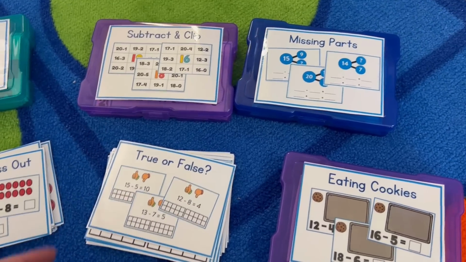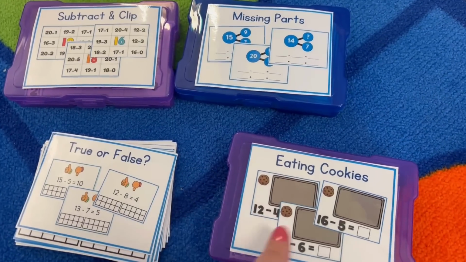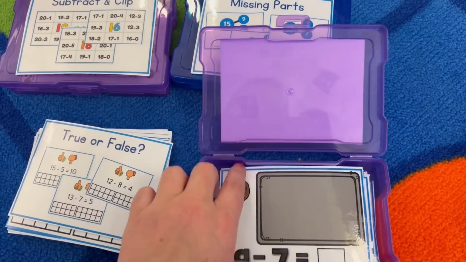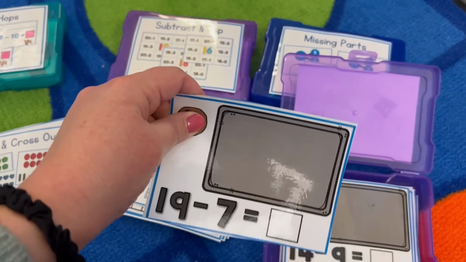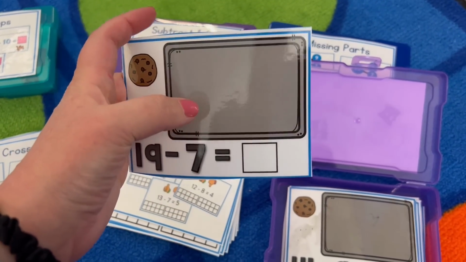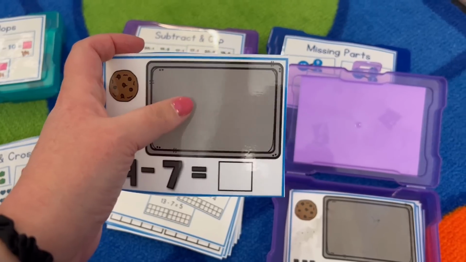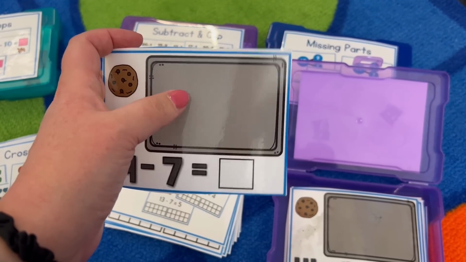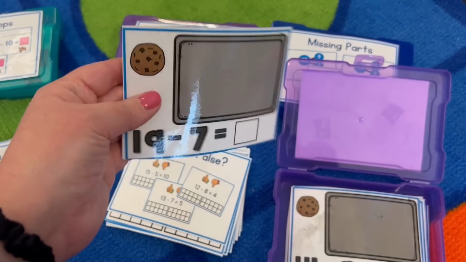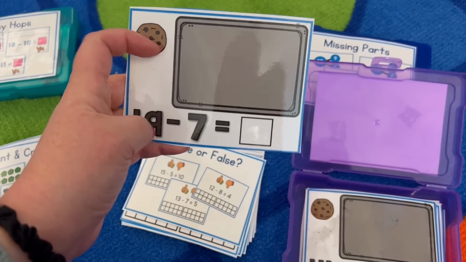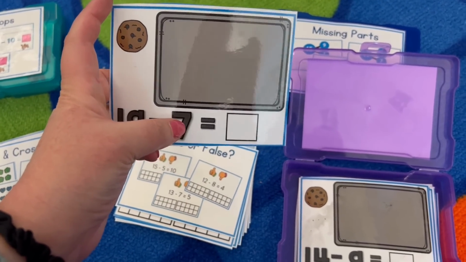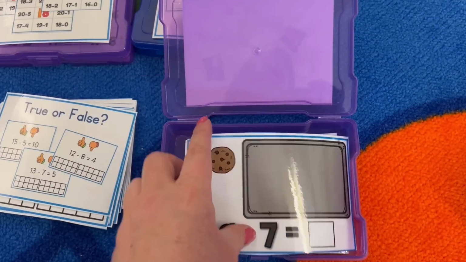Some are going to be more abstract, but we're working on different strategies. So with eating cookies, we have a little cookie sheet here, and students will have to first go ahead and draw. They can also use little pom-poms, little manipulatives here. However they want to do that, if they're ready to represent it with circles, I will happily have them do that. So they'll draw 19, cross out or erase 7, and find the difference. They'll do that for all of these.